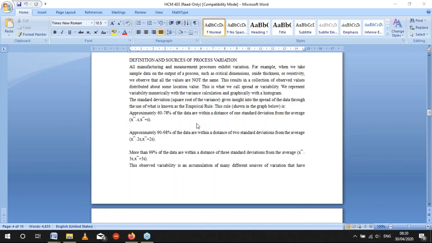In this course, we have just three chapters: process performance, process variation, and value creation. So this second chapter has to do with variation.